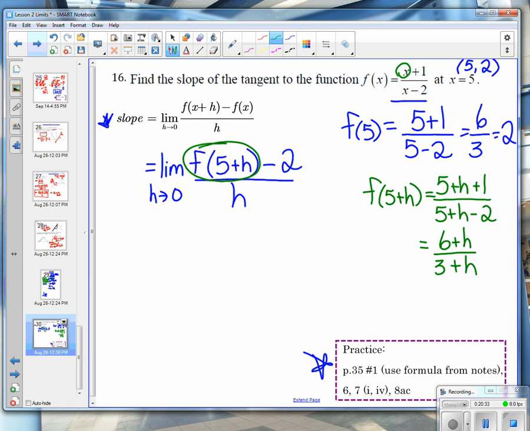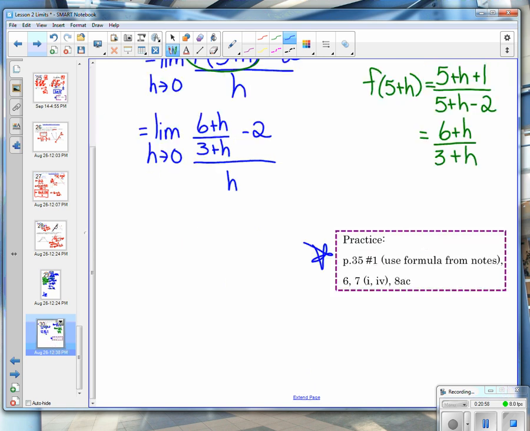Okay. Now I can bring that back into my formula. So I've got the limit as h is approaching 0. I've got 6 plus h over 3 plus h minus 2 all divided by h. Now at this stage, I mentioned before about having fractions in your fractions, and that's always something that's not ideal. We always want to try and get rid of that. So the first thing that we're going to do is we're going to simplify our numerator, and then we're going to make this a little bit more linear.